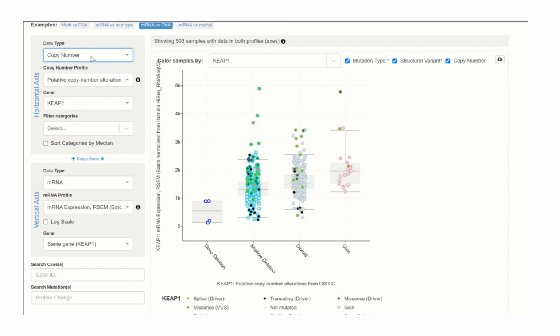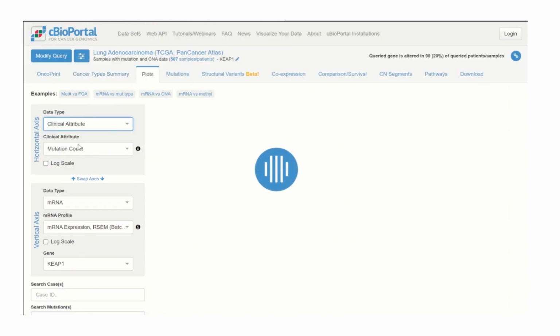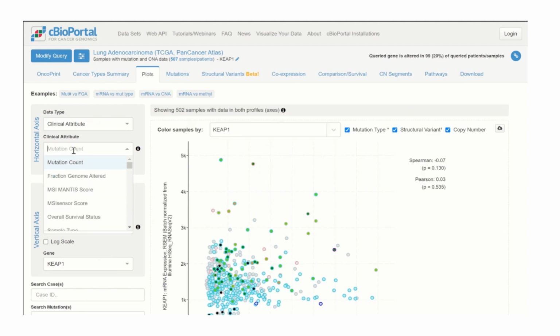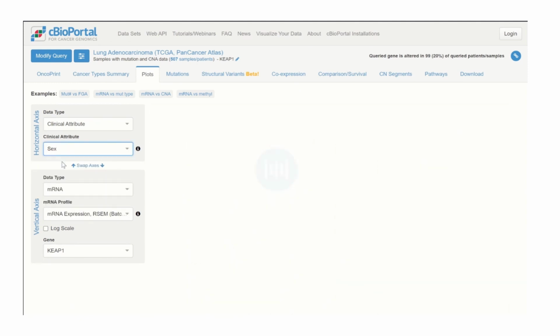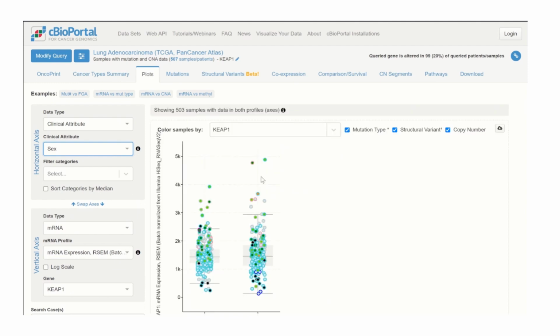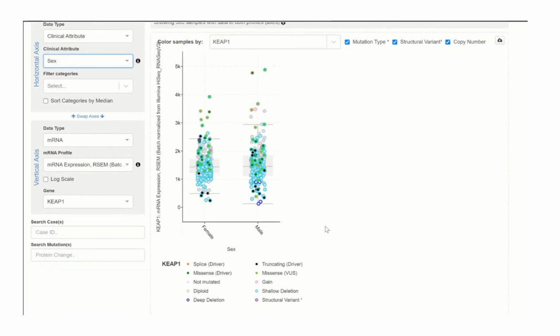And then lastly, we can look at our biological question, which is related to how mutations differ between males and females. So you can compare expression levels between men and women. Here you could select clinical attributes and then sex as the clinical attribute that we want to look at. So we can compare mRNA levels for women versus for men, and as we can see, they seem to be quite equivalent.